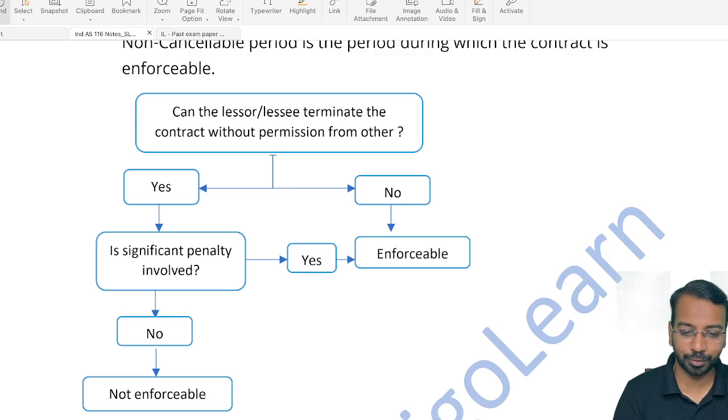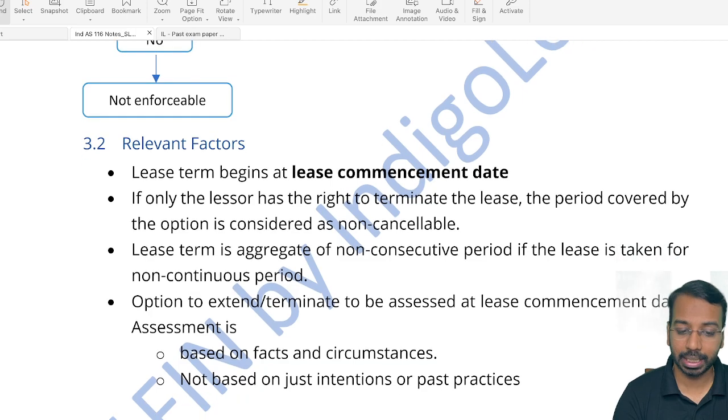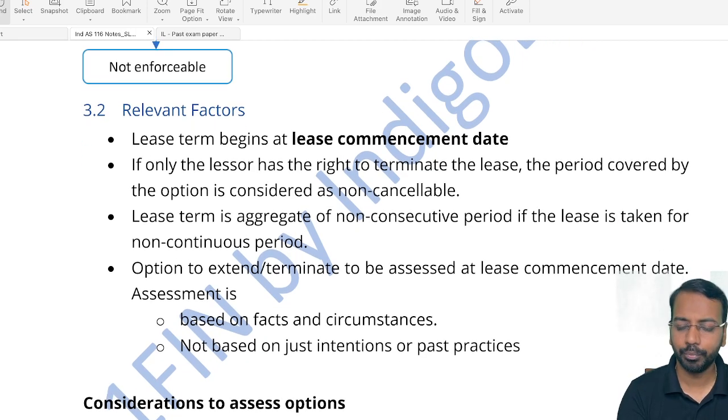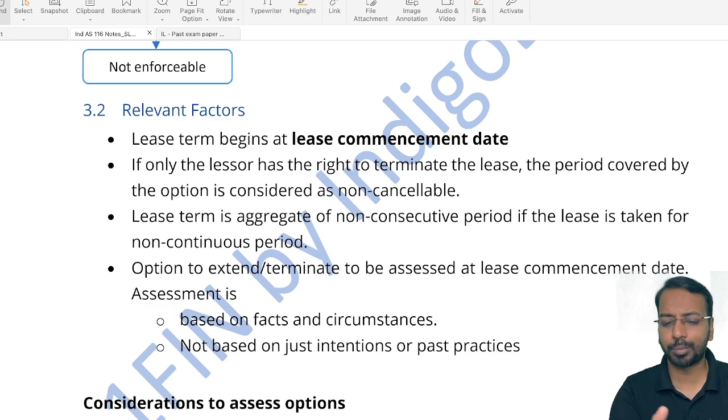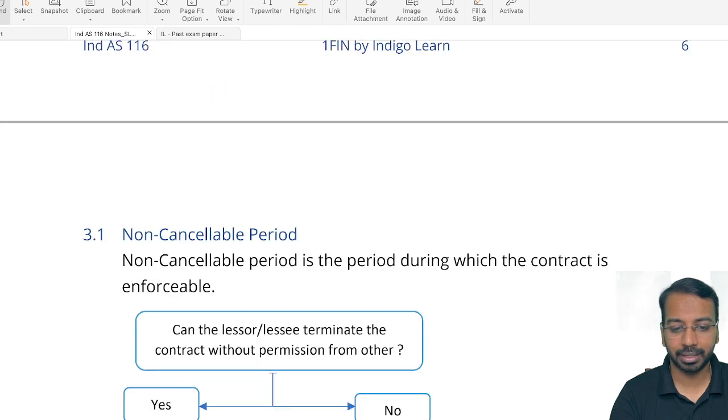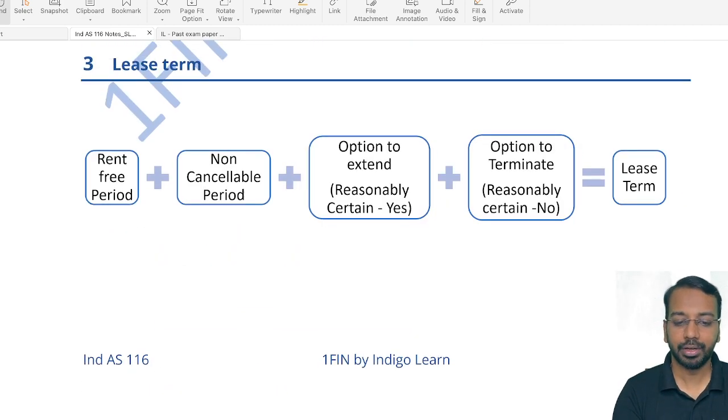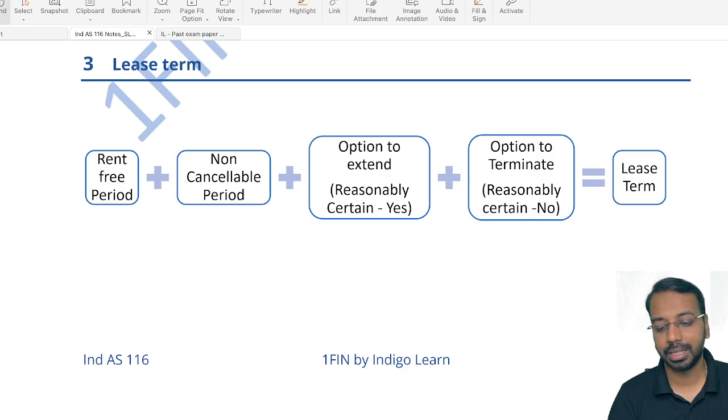Now for examination purpose, mostly they will tell you what is the cancelable period and what is the non-cancelable period, or you will be able to understand. If there is an option to extend and it is reasonably certain, include. So this is what you have to highlight and keep in mind when you determine the lease term. Rent-free period, yes. Non-cancelable period, yes. Option to extend, reasonably certain, yes. Not certain, no. Option to terminate, reasonably certain, no. Not certain, yes. All of this put together makes your lease term.